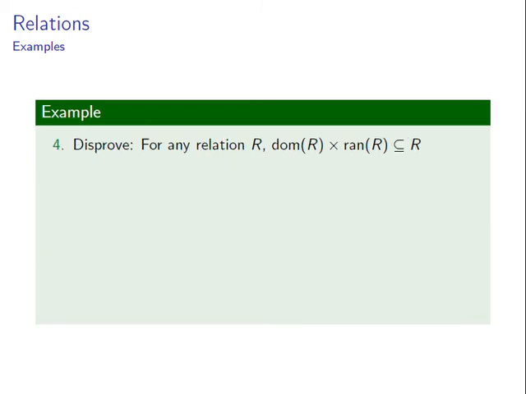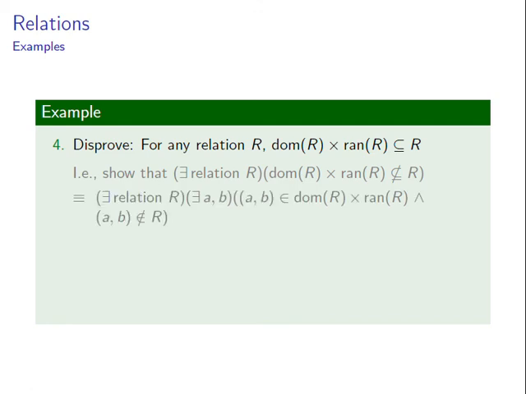In this next example, we are to disprove the claim that for any relation R, domain of R cross range of R is a subset of R. That is, we are to show that there exists a relation R such that domain of R cross range of R is not a subset of R. Using the definition of set inclusion, this is equivalent to the statement that for some relation R and for some objects A and B, the ordered pair (A, B) is an element of the domain of R cross range of R, but (A, B) is not an element of R.